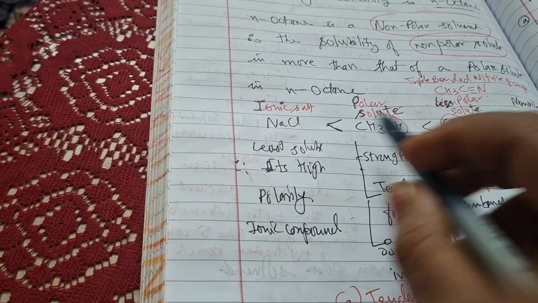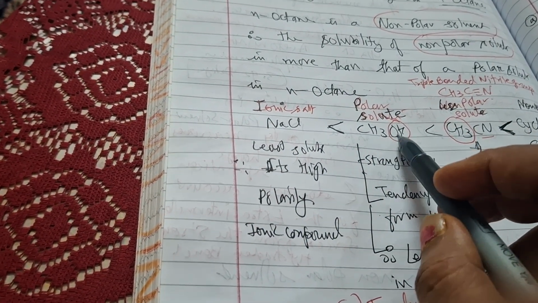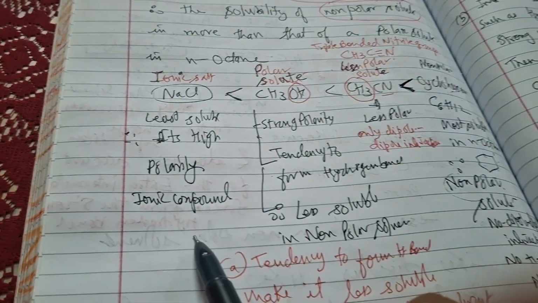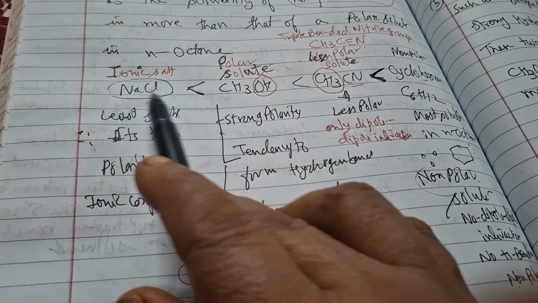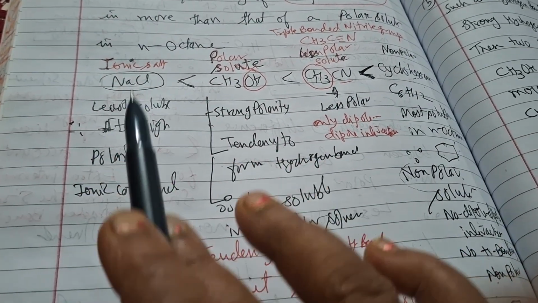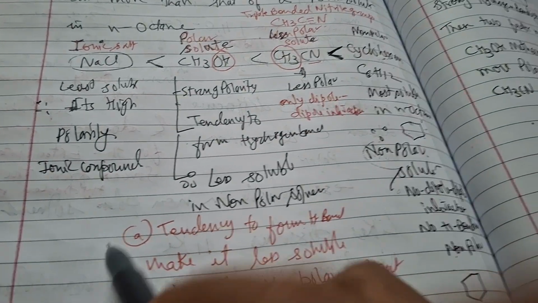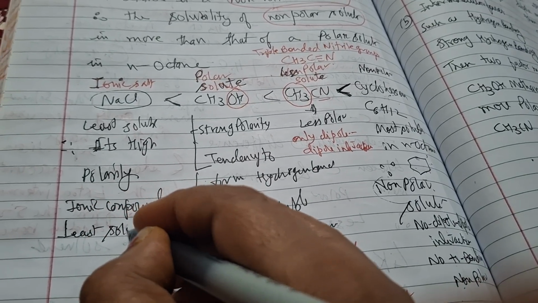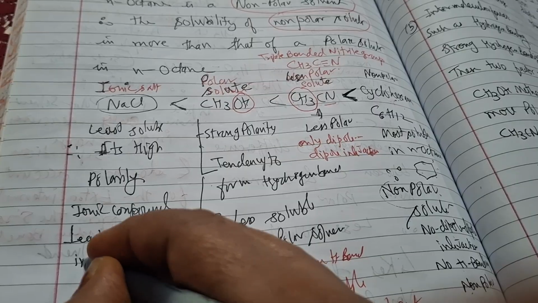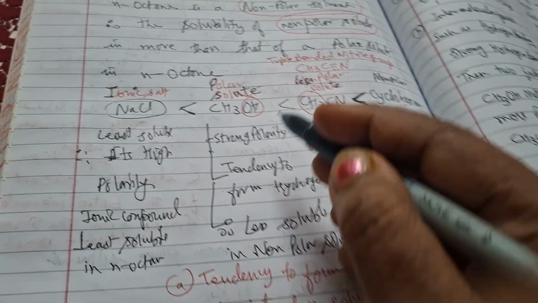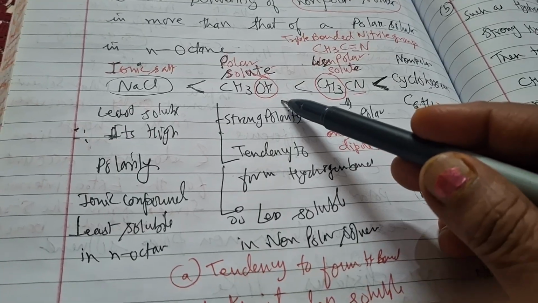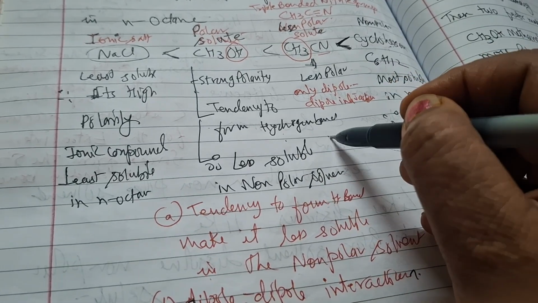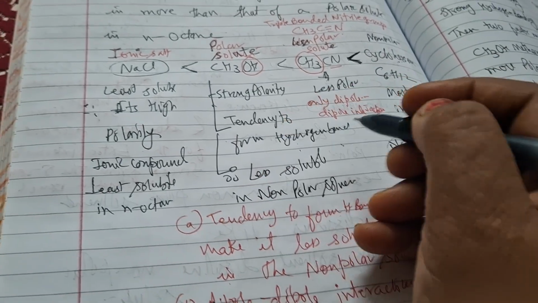Polarity here increases. So CH3CN is less polar, CH3OH is more polar, and NaCl is an ionic salt. It is least soluble in n-octane. Being an ionic salt, it is least soluble in n-octane. We can say insoluble, but I am writing least soluble here because they have asked for the solubility order. And methyl alcohol has strong polarity, the tendency to form hydrogen bonds, and a dipole moment, so it is more polar.